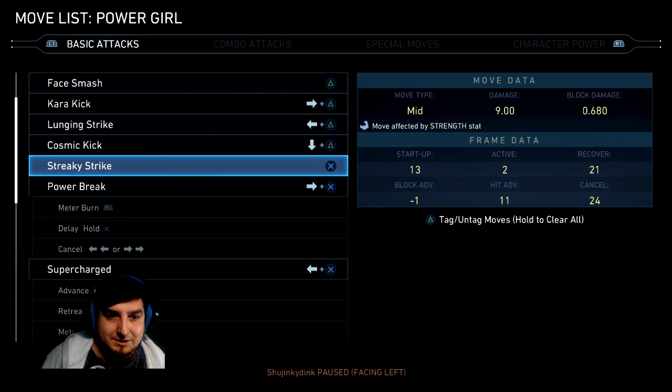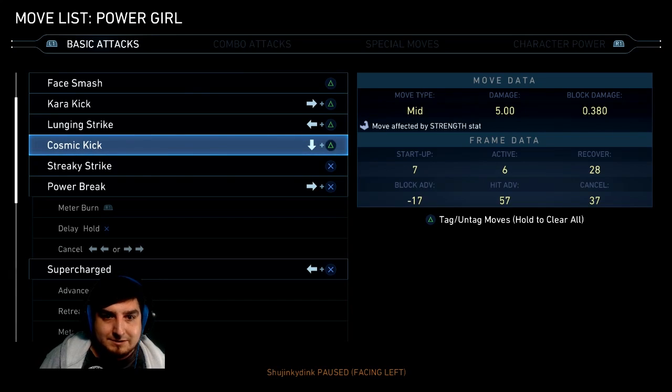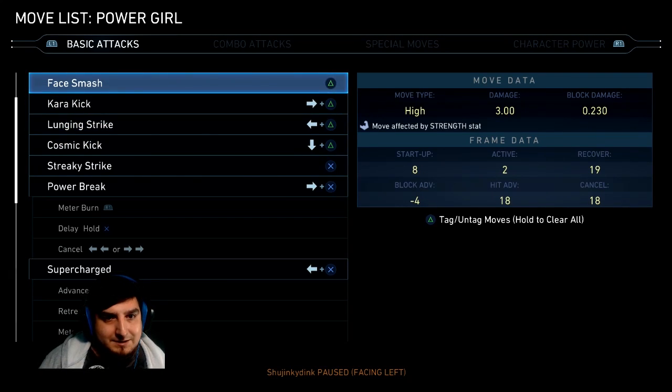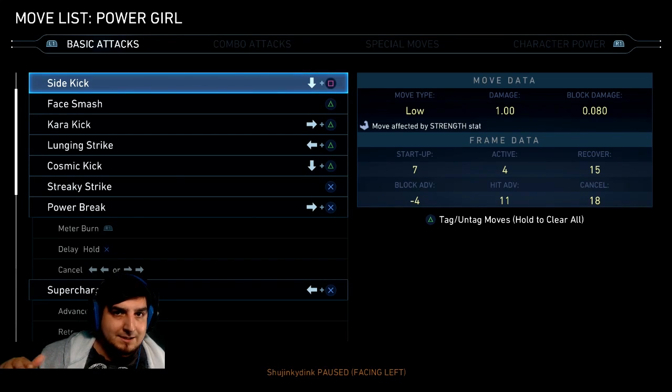Forward 3 will punish it. Standing 3 will punish it. Down 2 will punish it. Back 2, forward 2, standing 2. All of these ones that are less than 35 frame startup will punish it.